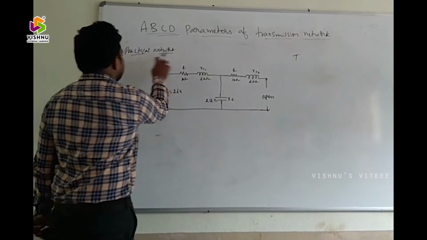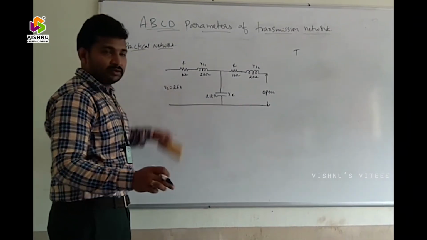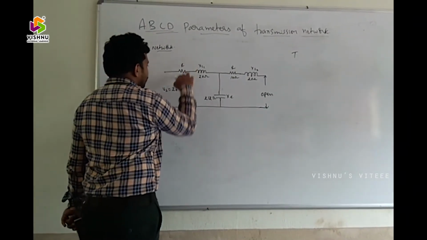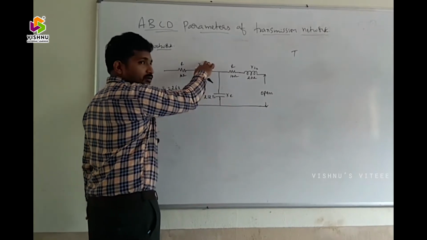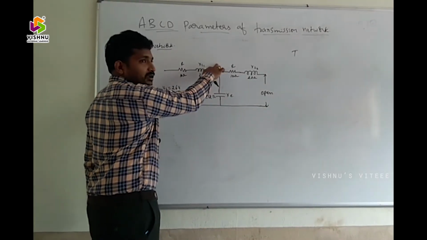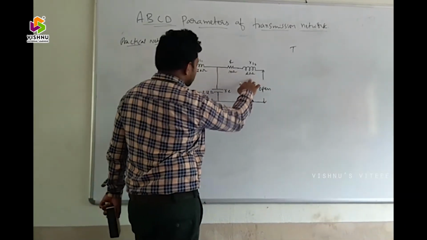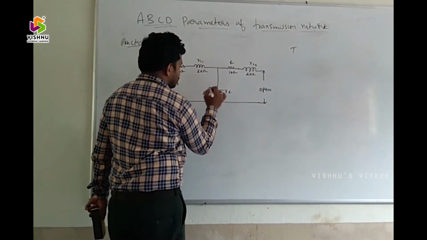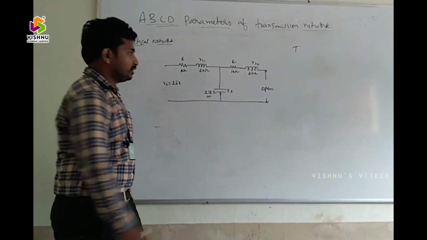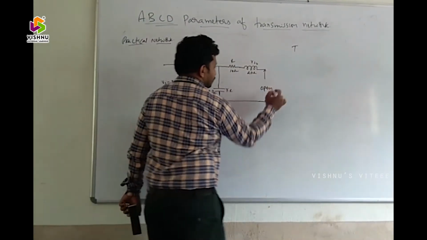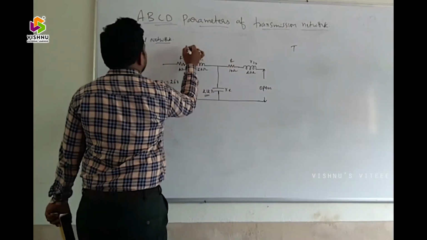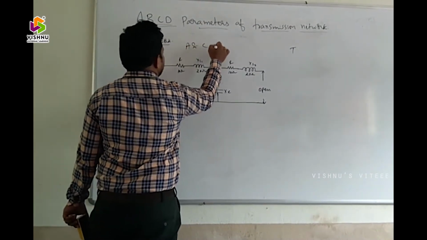Our practical network consists of an R value of N ohm, XL1, that is half of the inductive reactance, that is 10 ohm, 20 ohm, and the capacitor reactance that is 212 ohm. This is the practical network for open circuit, for getting A and C parameters.